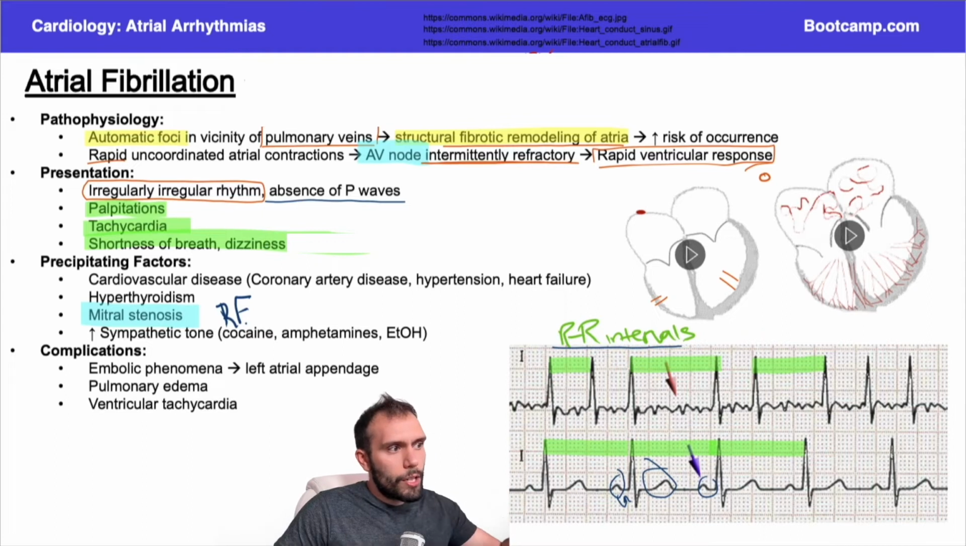So if you're going to get a board question on AFib and it's going to be about mitral stenosis, a lot of the time it's going to be a patient with rheumatic fever. Remember, what are the signs of mitral stenosis? How do they ask you about mitral stenosis in a question? It's going to be a patient that has an opening snap, usually a mid-diastolic murmur.